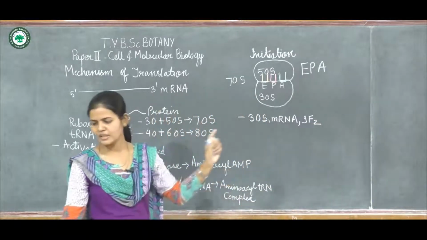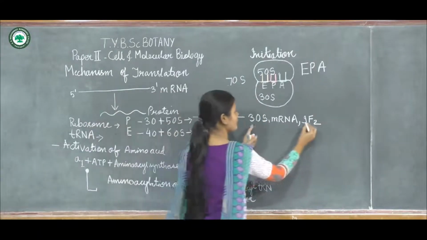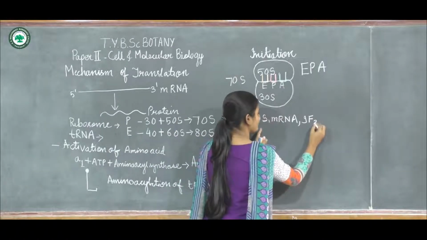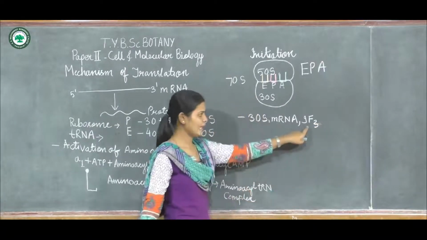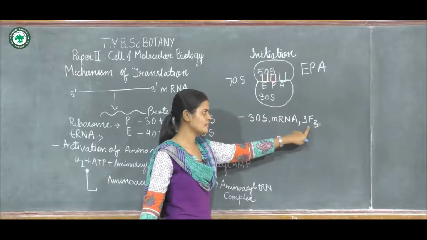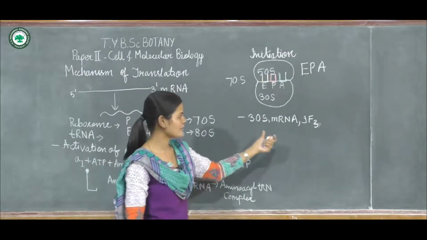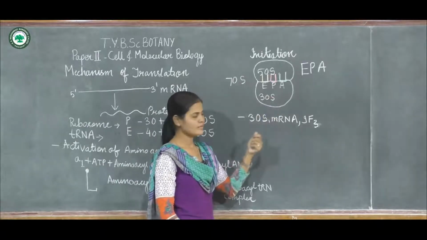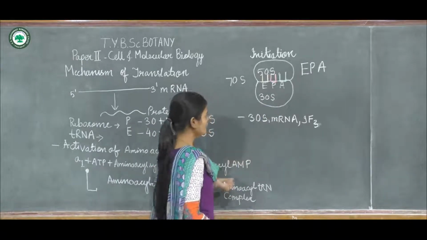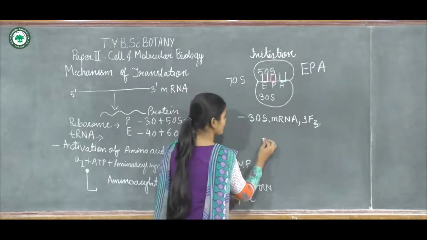So firstly there will be assembly of the 30S subunit of the ribosome, mRNA and initiation factor 3. There are different initiation factors which are required for the protein during the initiation step of the translation.